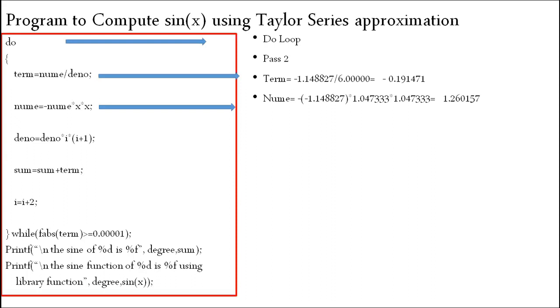So for that, minus into minus will become plus. The x to the power of 3 value is 1.148827 multiplied by 2 times of x. So finally we'll get the x to the power of 5 value. So here the value is 1.260157. So this value is with respect to x to the power of 5.